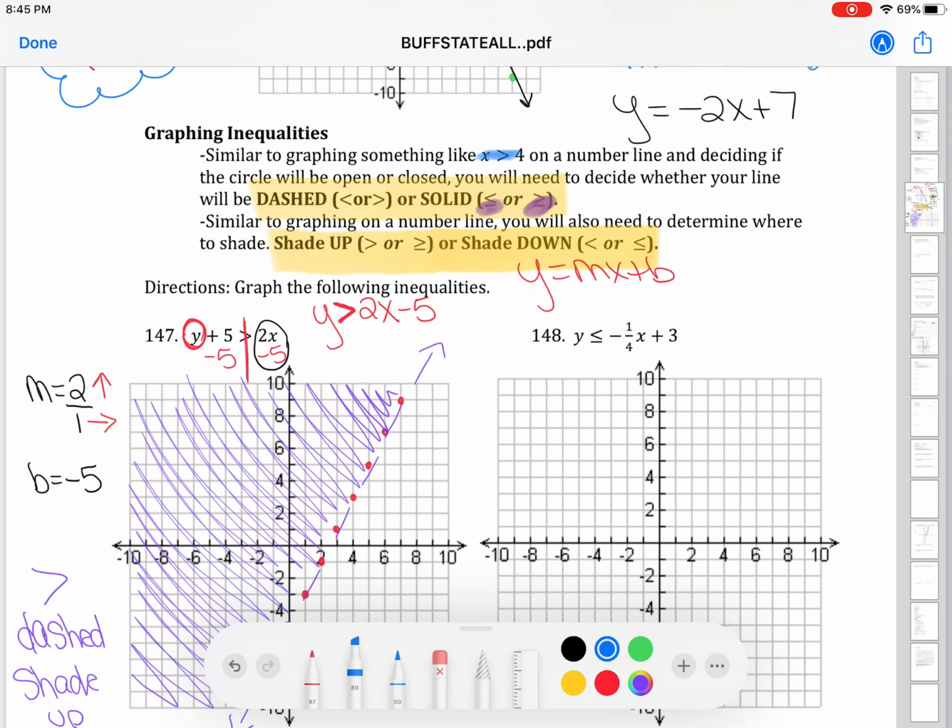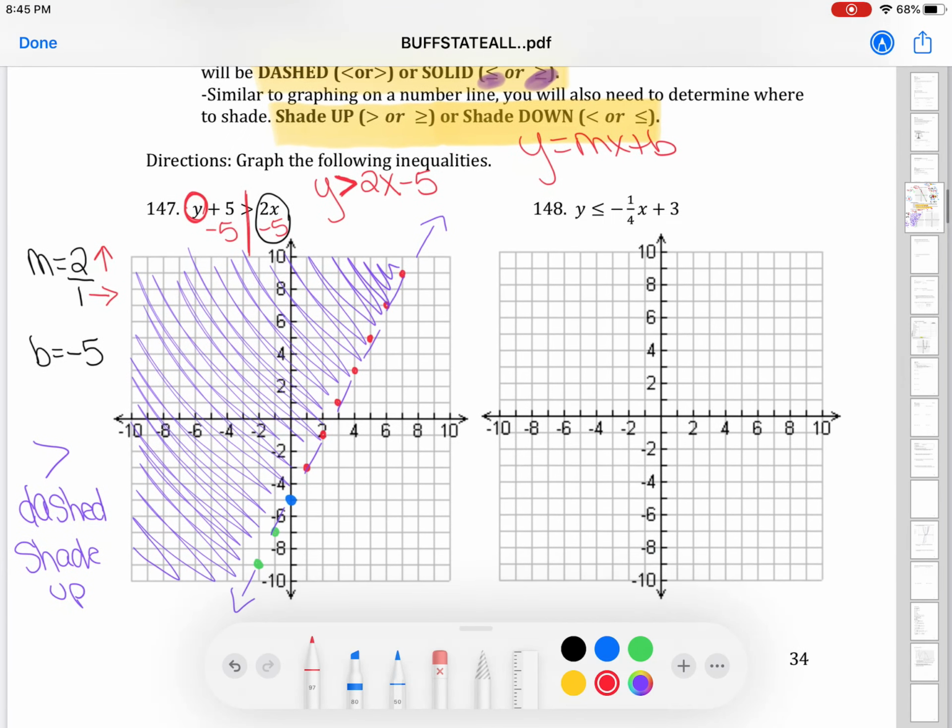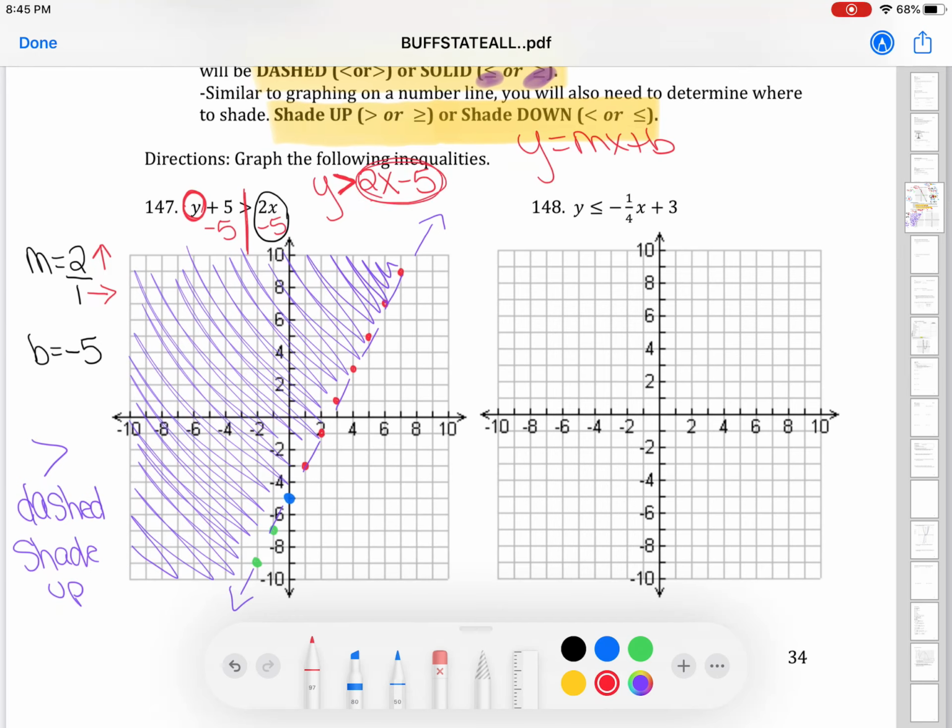Now thinking back to when we had inequalities, for example, this one that's even stated up here, x is greater than 4. Remember what that means. If x is greater than 4, that means 4 is not included, but 5 is, 6 is, 7.5 is, 7.6 is. All of the numbers greater than 4 would be included in that inequality solution.